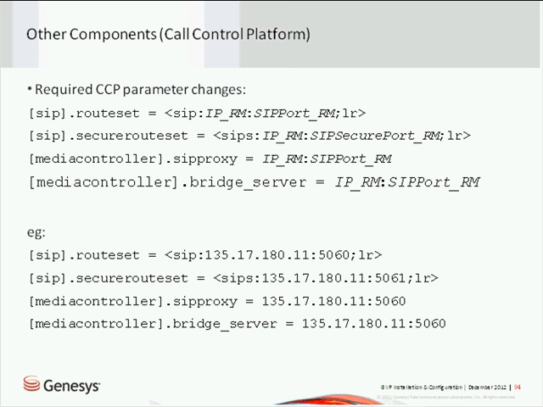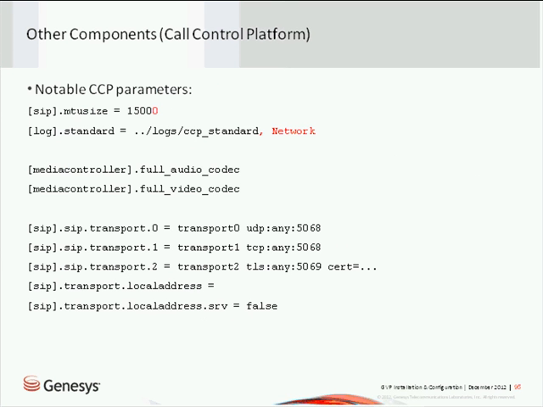These are the parameter changes. As with the MCP, it has to know where the resource manager is to send outbound calls. You should also be setting the subproxy and bridge server, which it uses for dialogues. That should be fairly straightforward. This also has the MTU size, which you can increase, although if you haven't done it on the RM, there's no point. Again, log standard, send that to network if you want to send stuff to your message server.